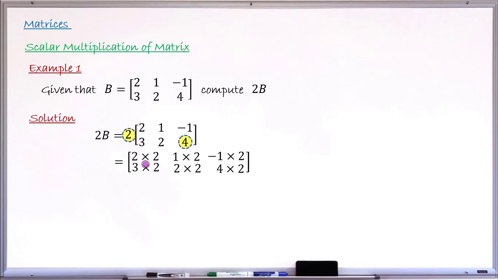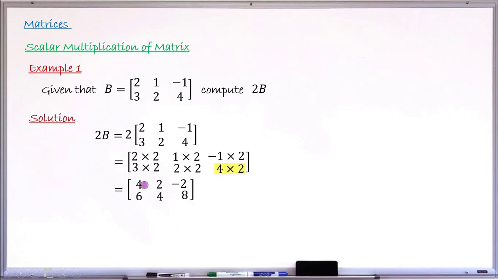So 2 times 2, look at it. This 2 times this 2 will give me the result 4. And next I'm going to have 1 times 2. That will give me 2. And the next, minus 1 times 2. That will be minus 2. And the next, 3 times 2. That will give me 6. And next, 2 times this 2. That will give me 4. And the last, 4 times 2. That will give me this entry 8.